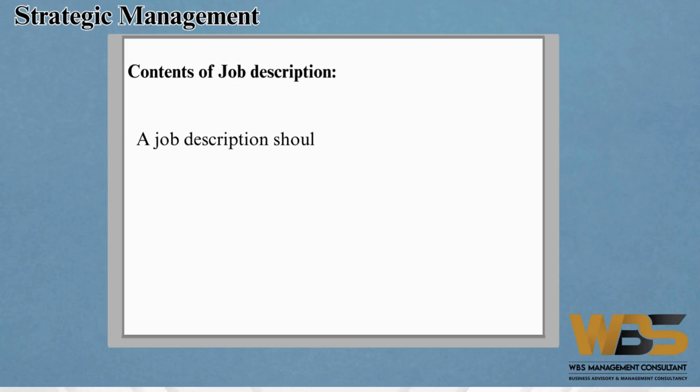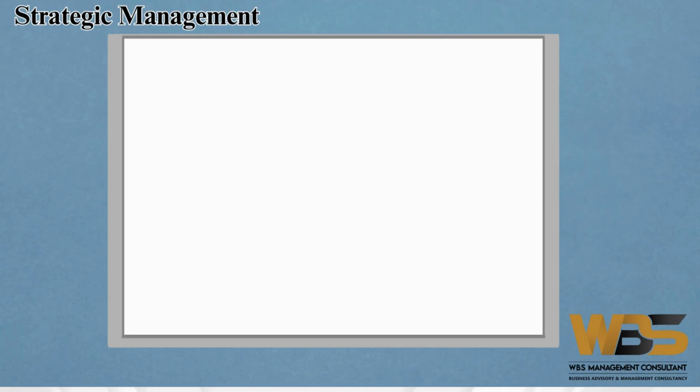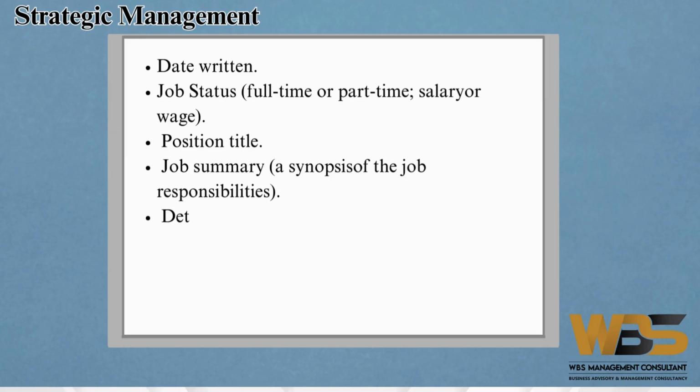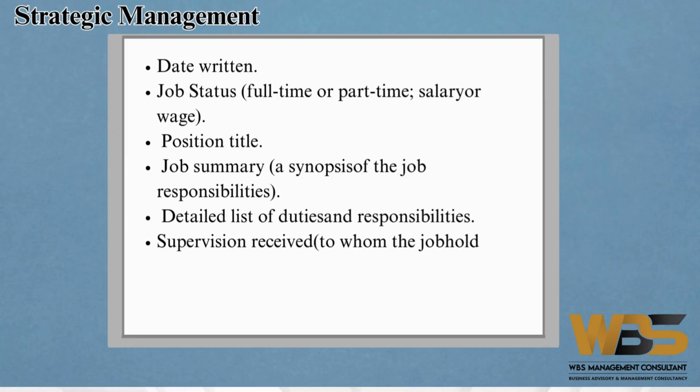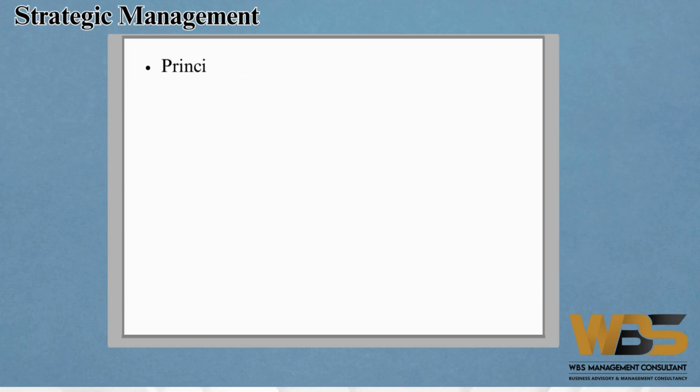Contents of job description. A job description should be a formal, written document, usually from 1 to 3 pages long. It should include the following: job status, full-time or part-time, salary or wage. Position title, job summary, a synopsis of the job responsibilities. Detailed list of duties and responsibilities. Supervision received, to whom the job holder reports. Supervision exercised, if any, who reports to this employee.